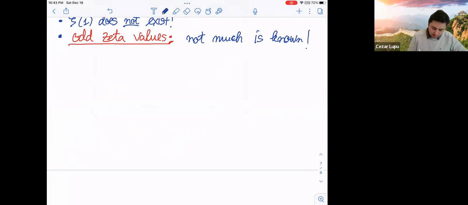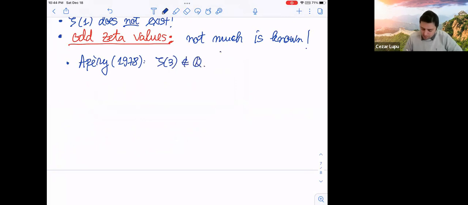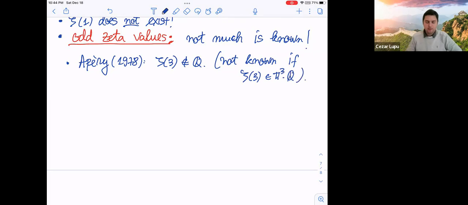So I will start with Apéry. We got Apéry back in 1978, where he proved that zeta of 3 is irrational, but it is not known if zeta of 3 is a rational multiple of pi cubed. Not known even that.